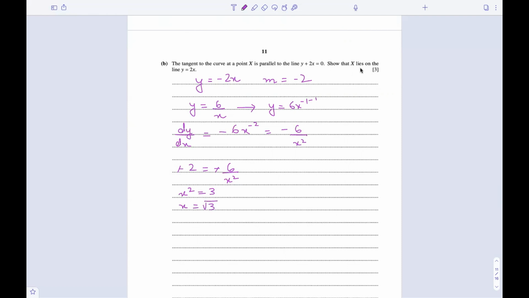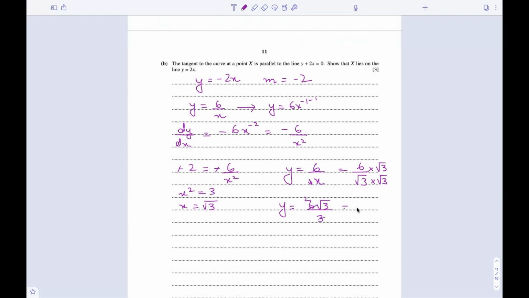Now we have to show that the point lies on the line y equals minus 2x. So for the coordinates of the tangent to the curve, we know that the x coordinate is square root of 3. So the y coordinate at the tangent will be y equals 6 upon x, and the value of x is root 3. Now rationalizing the function, we multiply and divide by square root of 3 to get rid of the square root sign in the denominator. We get 6 square root of 3, and root 3 times root 3 will become 3.